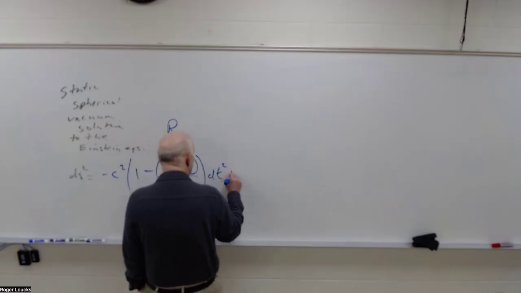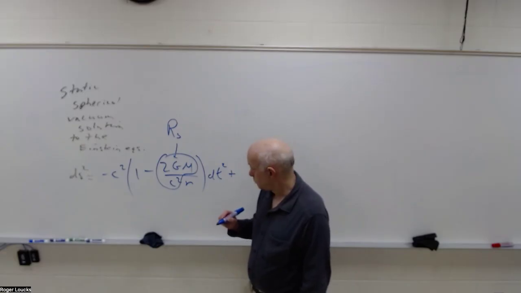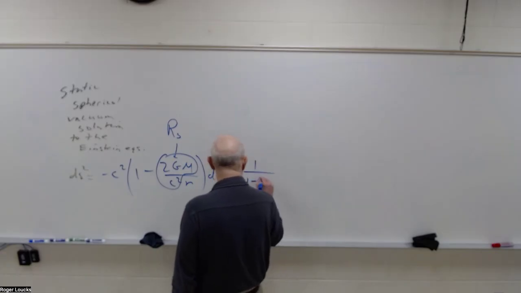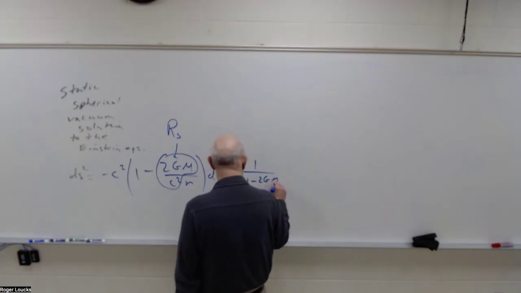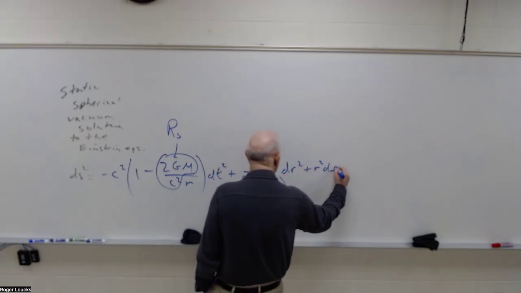dt squared. Did I mess something up? Okay. Plus 1 over 1 minus r_s over r, dr squared. I'll keep the same format. Here, plus r squared d omega squared.